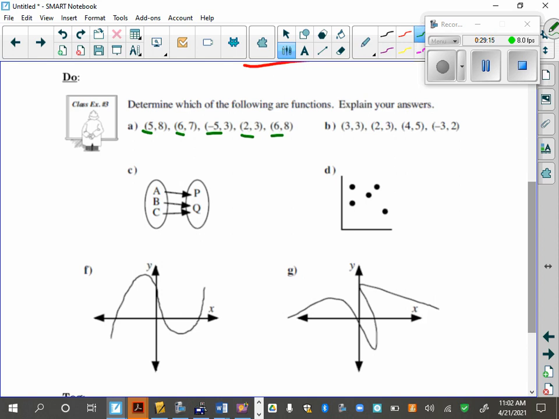Be nice to get the function notation tomorrow. Yes, we will.